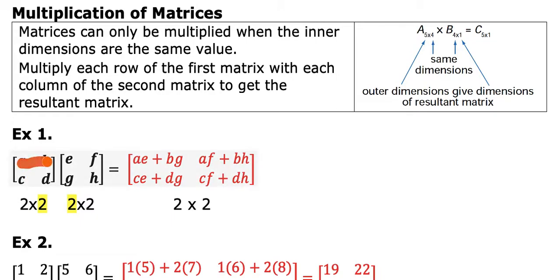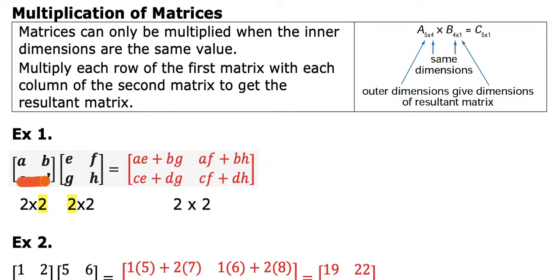Our first step was take the first row and multiply it by the first column. This was done here. Our next step is to multiply the first row times the second column of the second matrix. So let's look at those values. A times F plus B times H. And notice that this is row 1 and column 2 of this matrix. So that produces the entry in row 1, column 2 in the resultant matrix. Next, we've distributed this through both columns.